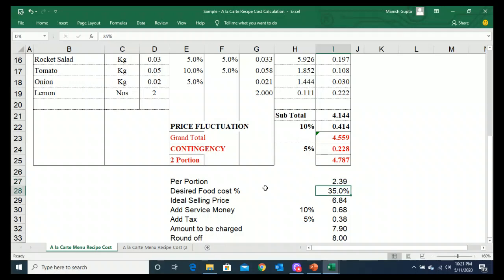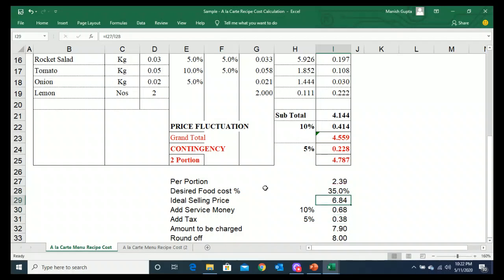Then desired food cost percentage, how do we determine that? Based on the gross profit margin, based on the overheads. We will look at it in the future course, in the future videos. For this time, let's just assume you know how to calculate the food cost percentage and you know how much food cost percentage you need.